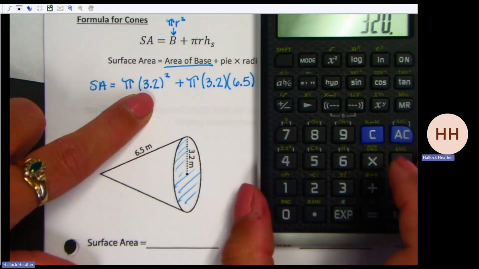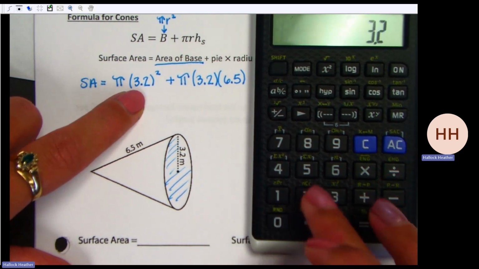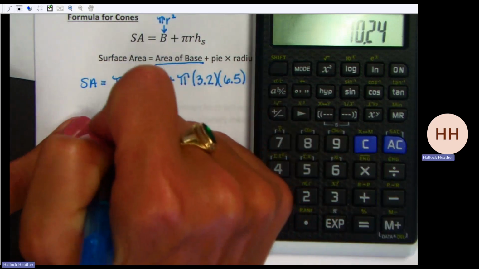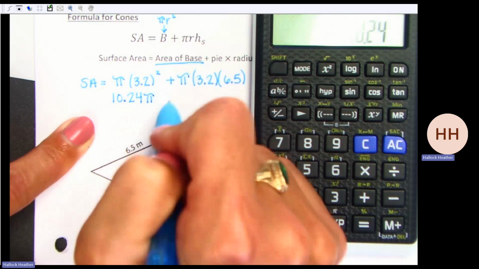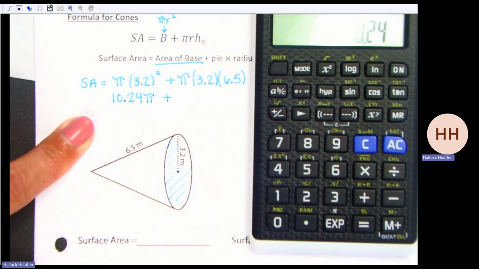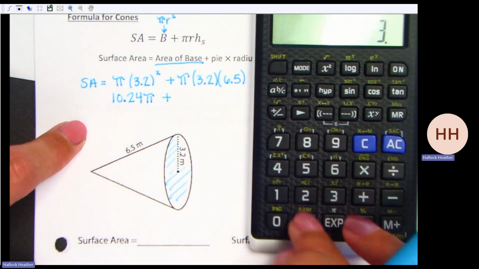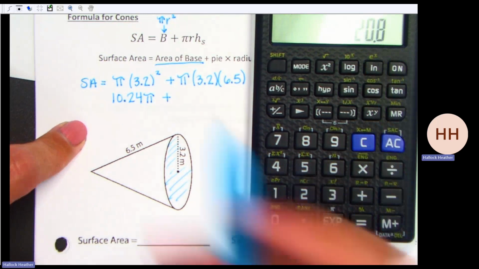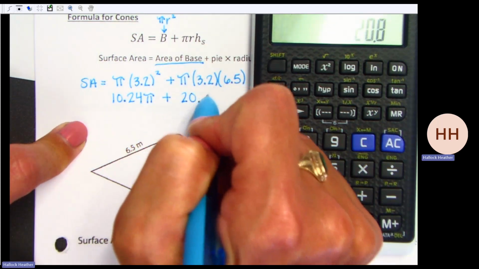So right now I'm just dealing with the numbers. I'm going to leave pi completely alone. So I'm going to do 3.2 to the power of 2. I get 10.24 pi. That's that side. Bring down my plus sign. And then I'm going to do 3.2 times 6.5. So I get 20.8 pi, because just like on Friday, I'm just going to stick pi in the back.